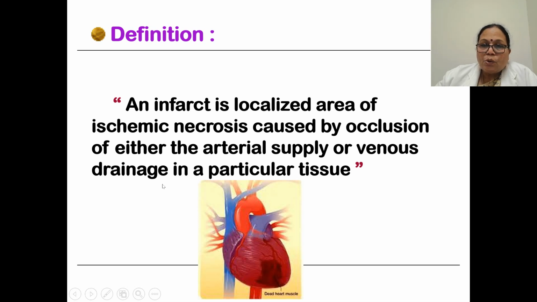It is a localized, each word is important, when you're writing it, a localized area of ischemic necrosis. I think you know the different types of necrosis. This is caused by occlusion, this word is important, of either the arterial supply or venous drainage in a particular tissue. I'm sure you can remember: it's a localized area of ischemic necrosis caused by occlusion of either the arterial supply or venous drainage in a particular tissue.